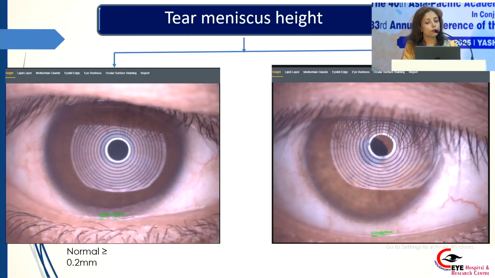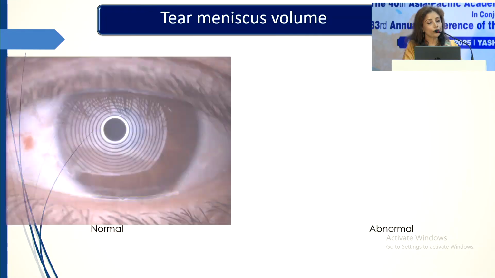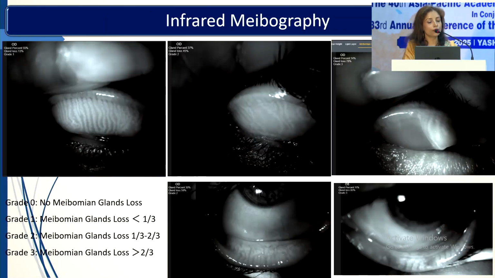Coming to the next, tear meniscus height, it is done with an inbuilt ruler, which is placed in line with the pupillary center, and if it is 0.2 and above, it is normal. Anything below 0.2 is abnormal.